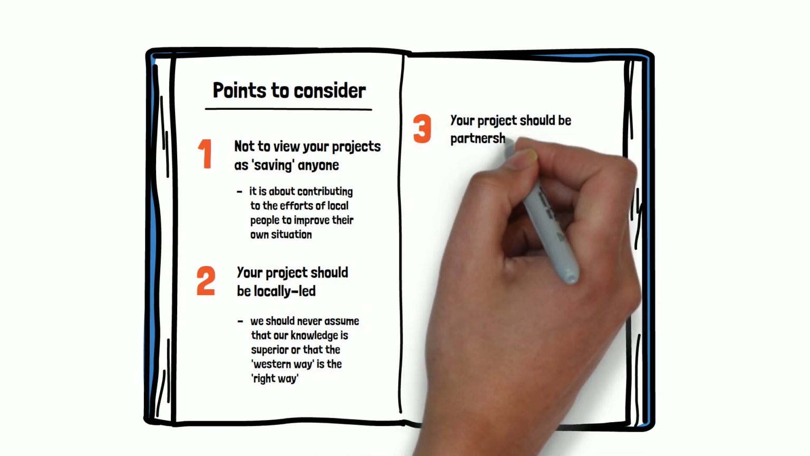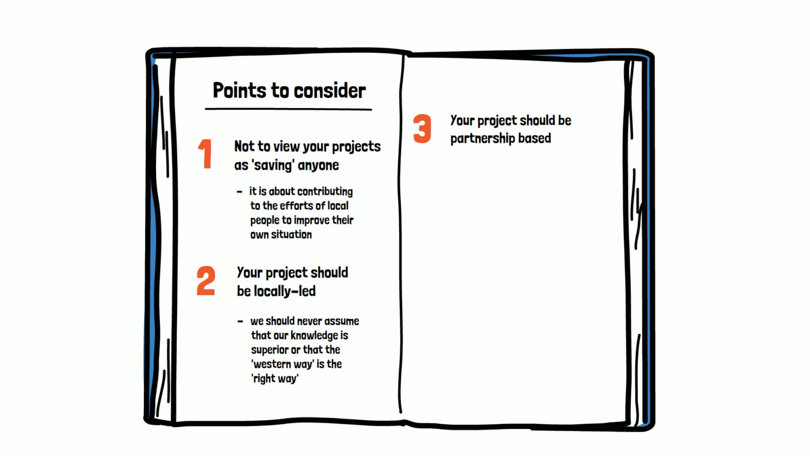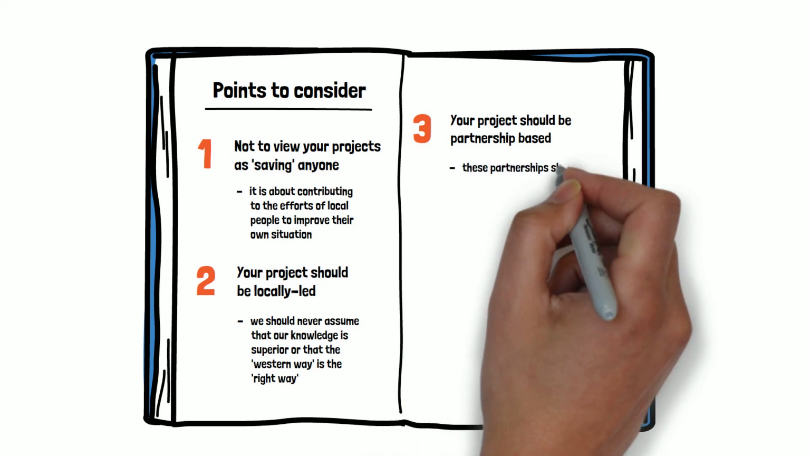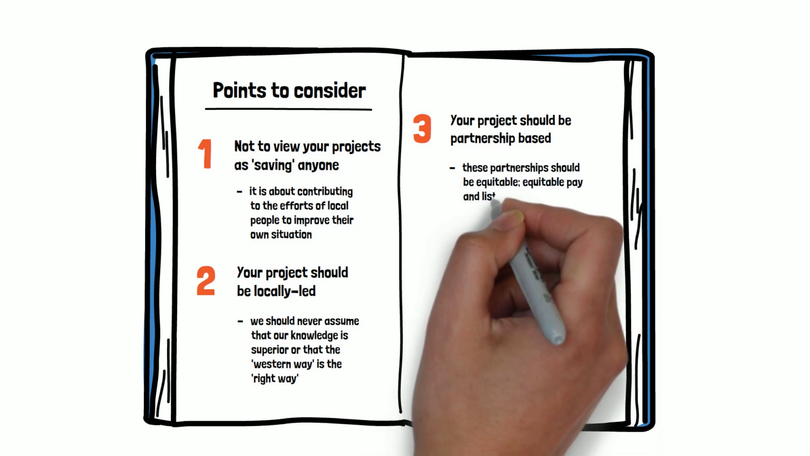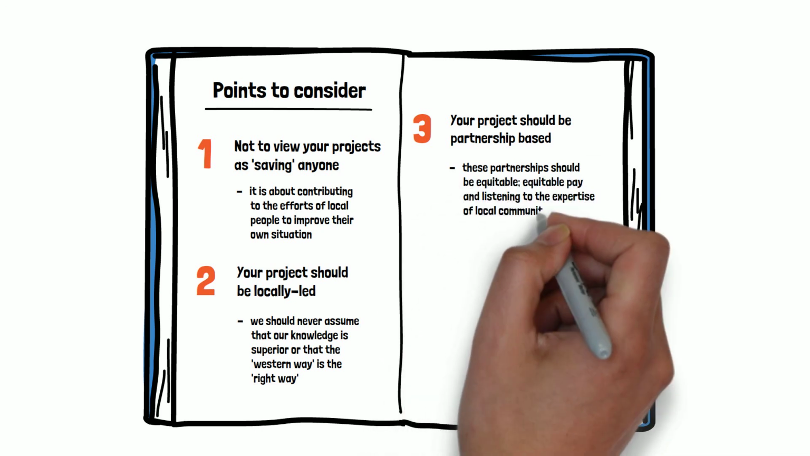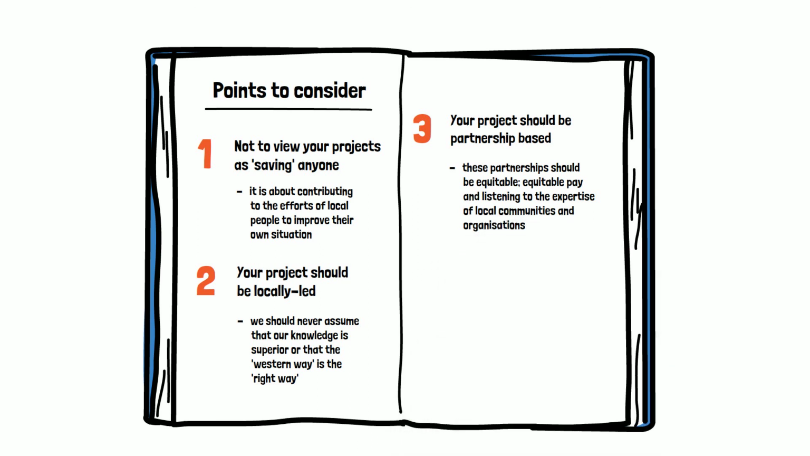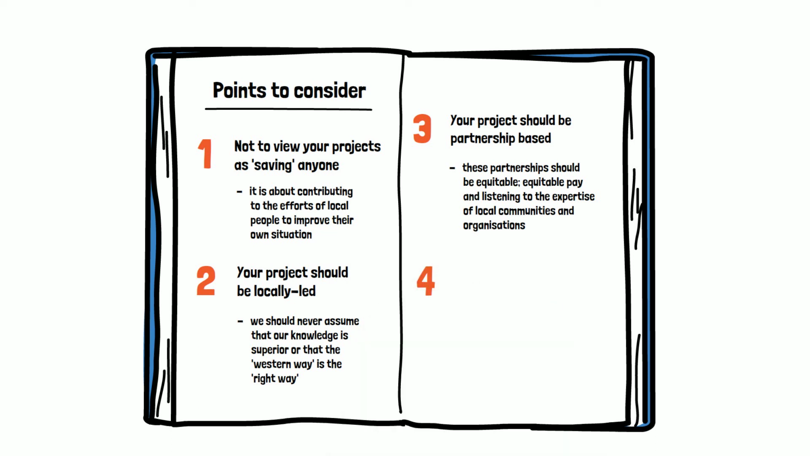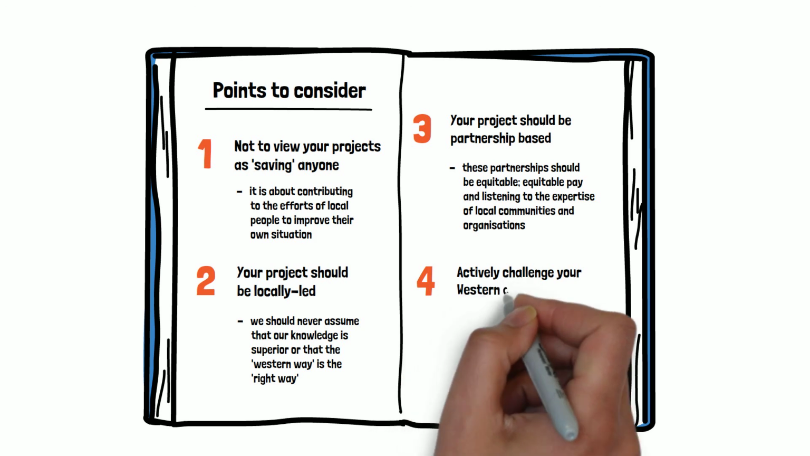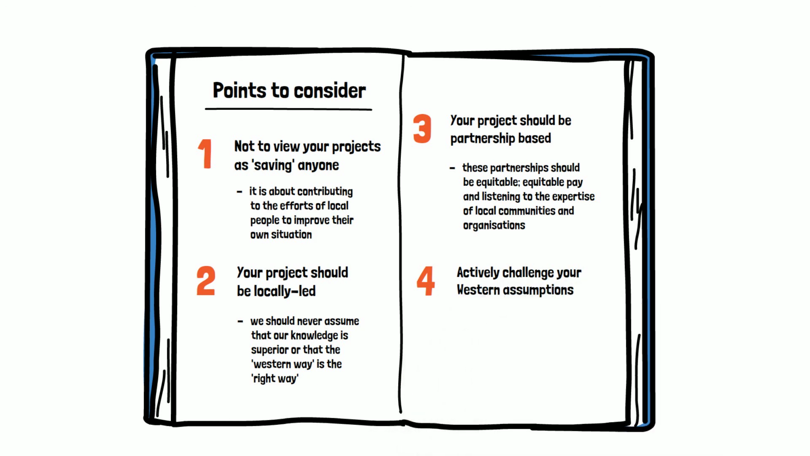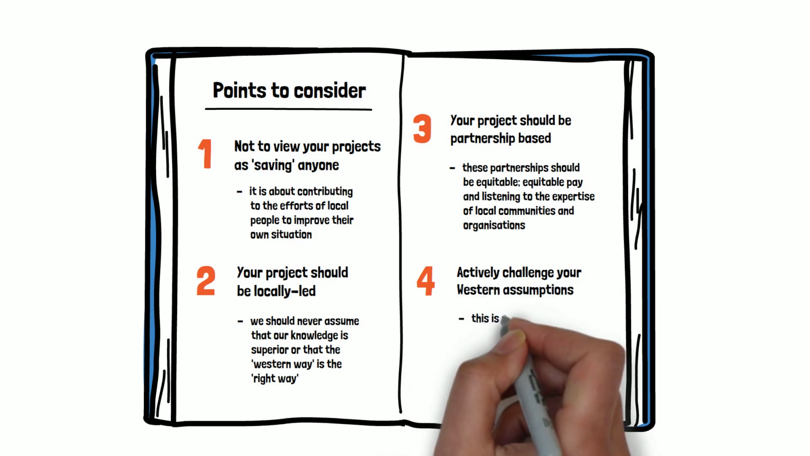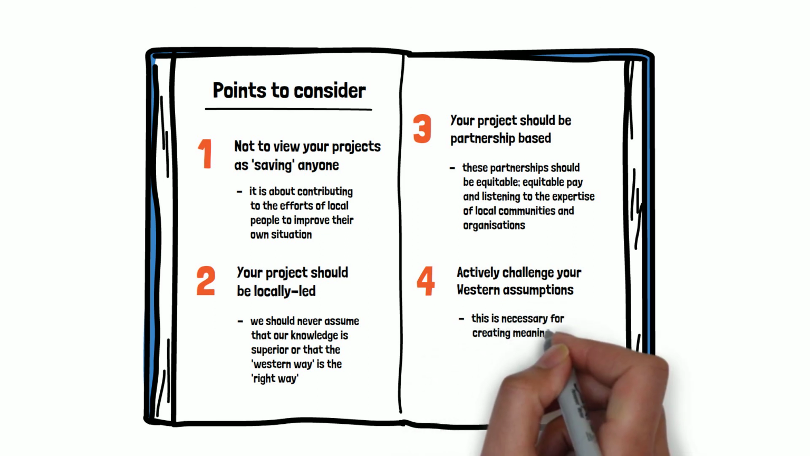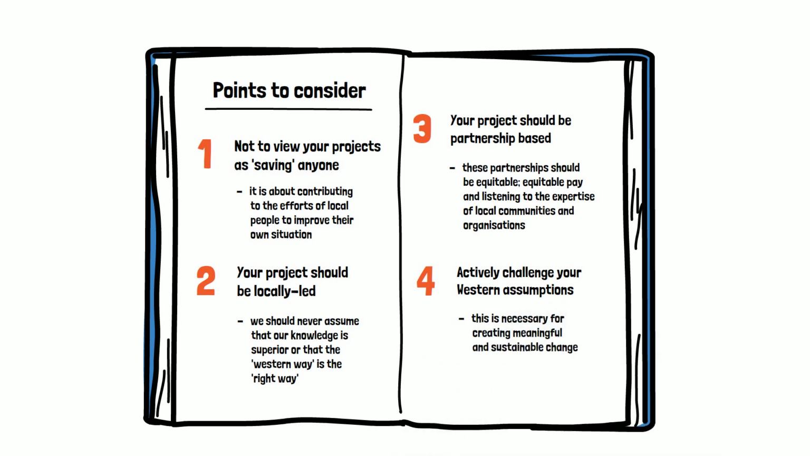International development work should be partnership-based between international and local organisations. These partnerships should be equitable, paying and listening to the expertise of local communities and organisations. This is how the most effective projects work. When brainstorming your project ideas, you should actively challenge your Western assumptions. This may sometimes feel uncomfortable, but it is necessary for creating meaningful and sustainable change.